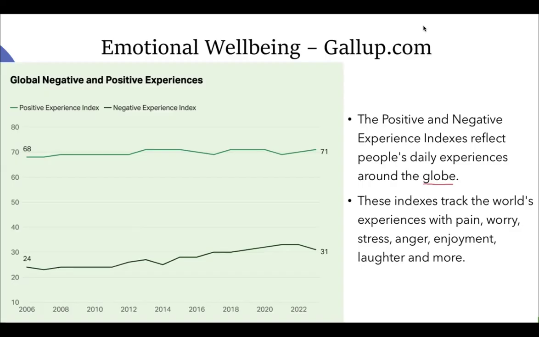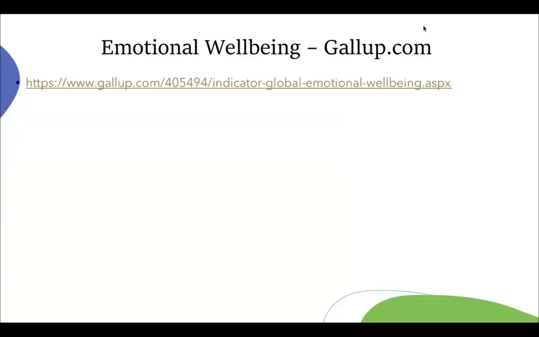And what you're looking at here are line graphs that go back to 2006, and the last one here is in 2023. At the start of this data, we have a positive experience index of 68, and at the end, 71, so it went up. And a negative experience index of 24 in 2006, and it went up to 31 here. So how is that data calculated?